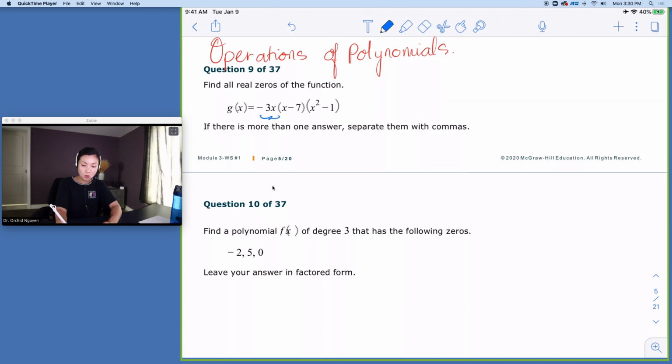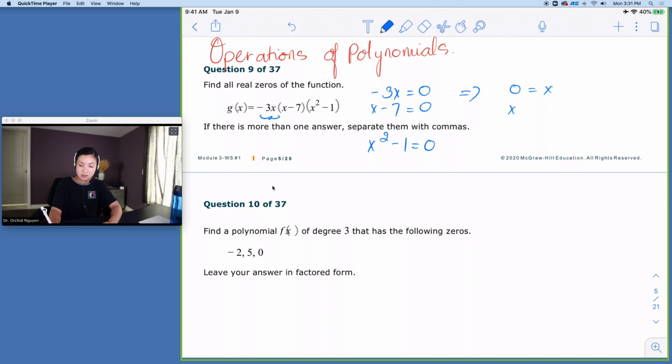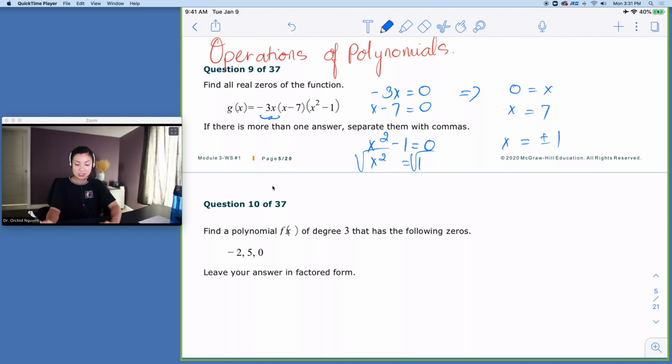I have one factor, which is negative 3x equal to 0. The other one is x minus 7 equal to 0. The other one is x squared minus 1 equal to 0. So if you solve it, you end up with 0 here. This one is 7. And this one, don't forget, we have plus and minus 1, because if you take the square root, we have two solutions, x equals plus and minus 1.